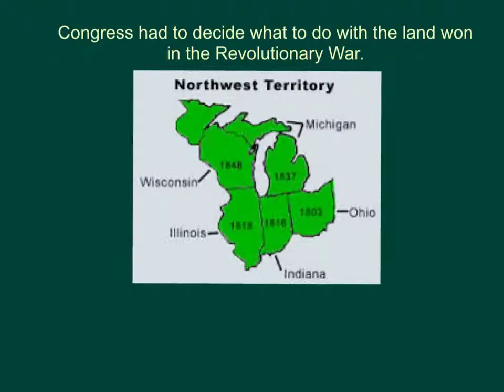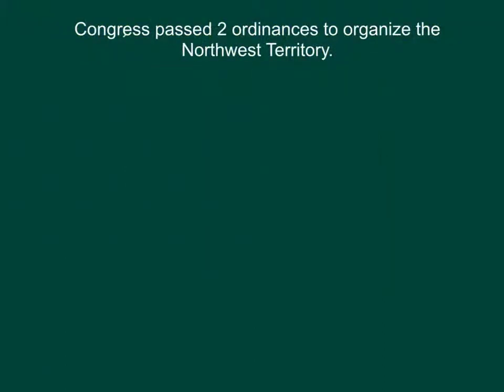Congress had to decide what to do with the land won in the Revolution. This western land was called the Northwest Territory. A territory is land ruled by a national government, but which has no representatives in the government. Congress passed two important ordinances to organize the Northwest Territory. An ordinance is a law.